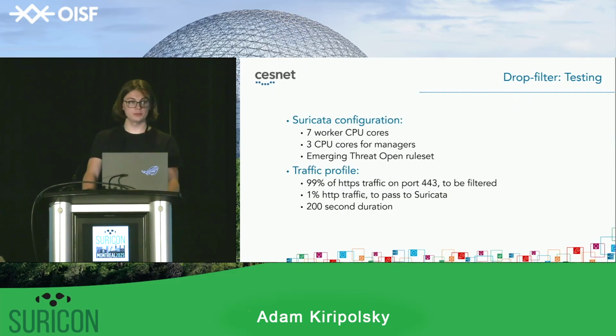As for the configuration of Suricata, we were using 7 CPU cores as workers for analyzing and capturing the packets. Then we were using 3 CPU cores for managers, such as the flow manager and the flow recycler, and we were testing with the Emerging Threats Open rule set. As for the traffic profile for this specific test, we chose 99% of the traffic to be HTTPS on port 443 to be filtered, and just 1% HTTP traffic to be passed to Suricata.